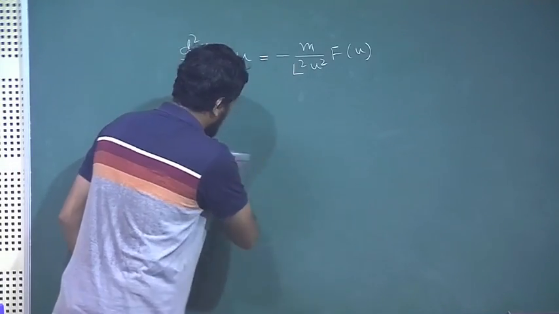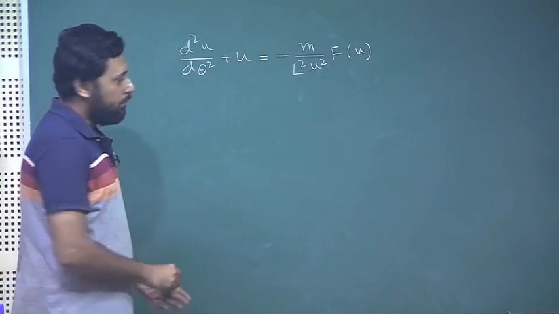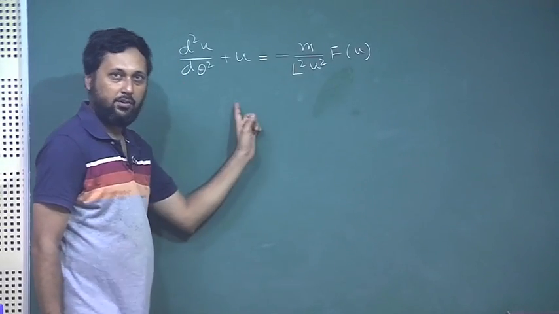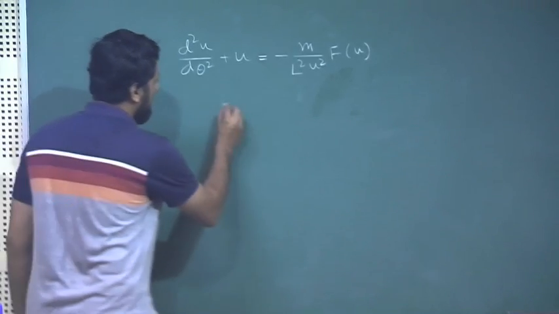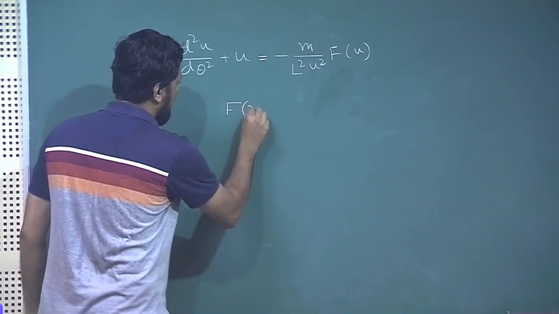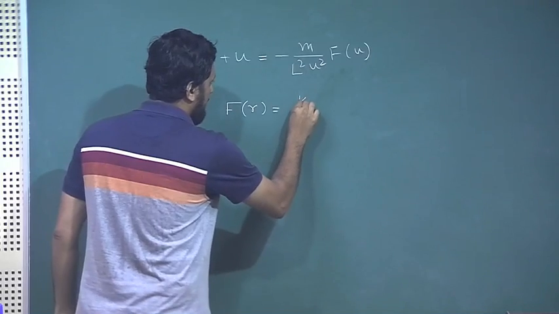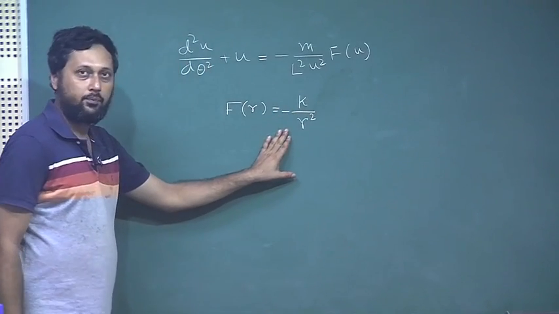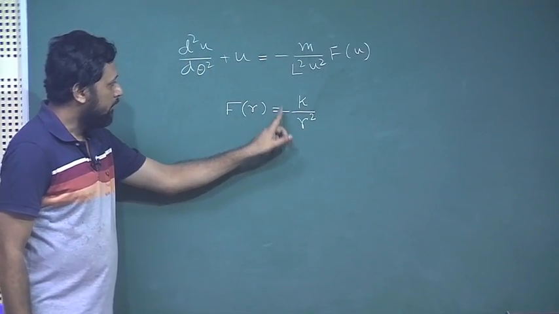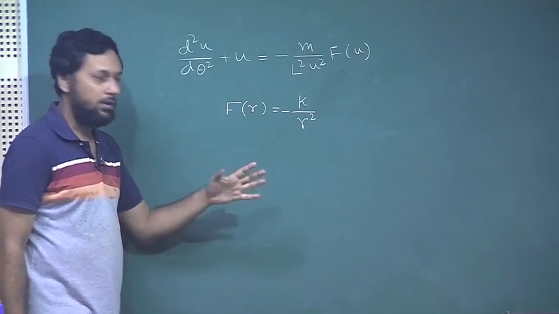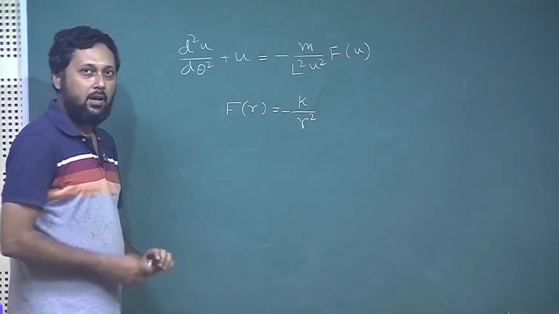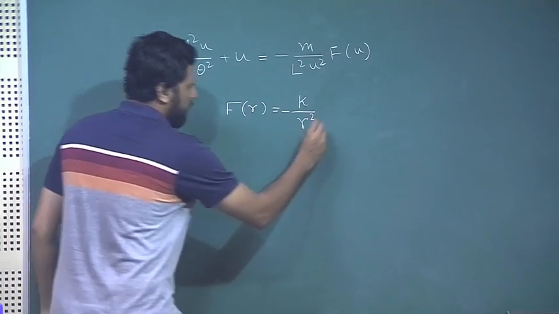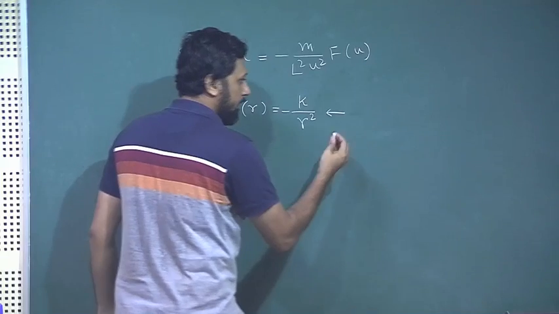Now, what we are going to do today is we would try a very specific type of force law and see how this equation behaves. The force we are going to try is the inverse square law of force. Negative sign means attraction. We can also have a positive sign here, but for now let us do it with negative sign. Now, this is a force which is very common to us.